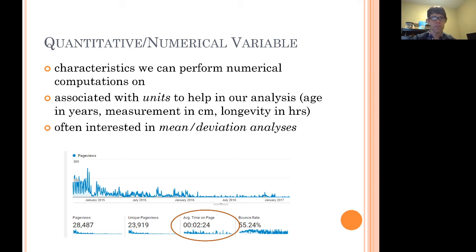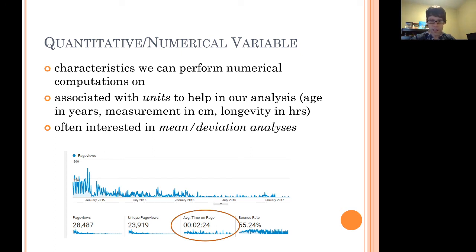And like I said, often when we get these kinds of variables, we're interested in an average or a standard deviation analysis, where what we usually do is we call this looking for the center of our data and looking at the spread of our data. And we'll talk a little bit more about that as we get into more thorough analysis with the mean and the standard deviation.